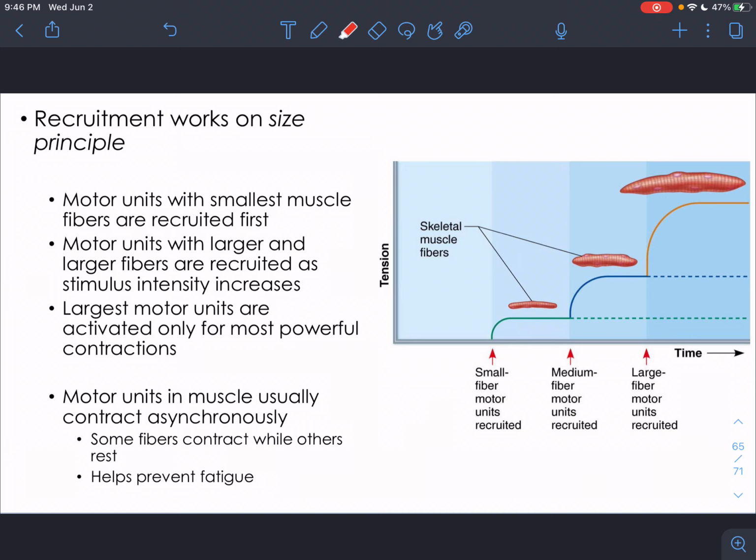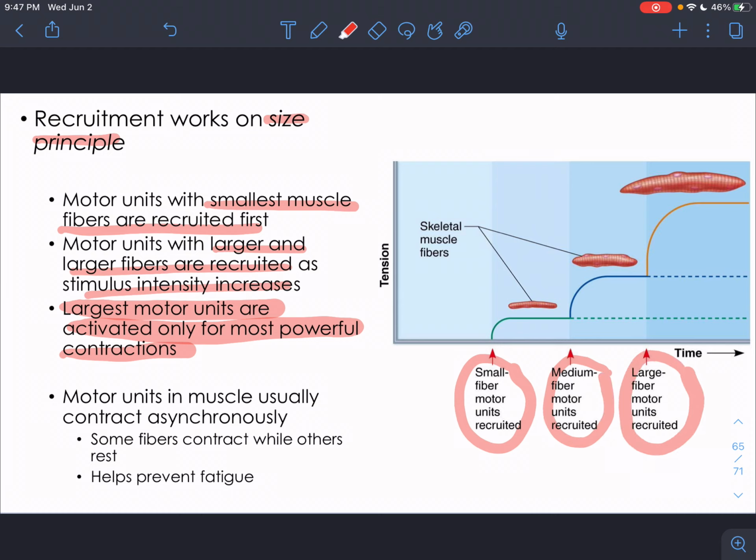Recruitment works on what's known as the size principle. Motor units with the smallest muscle fibers are recruited first. And then we continue to recruit larger and larger fibers as the stimulus intensity increases, and the largest motor units are activated for only the most powerful contractions. So if we want a really strong contraction, only then we'll recruit the largest muscle fibers, largest motor units at that point. So smallest motor units are recruited first, then medium, and then largest ones as we want to increase our tension.